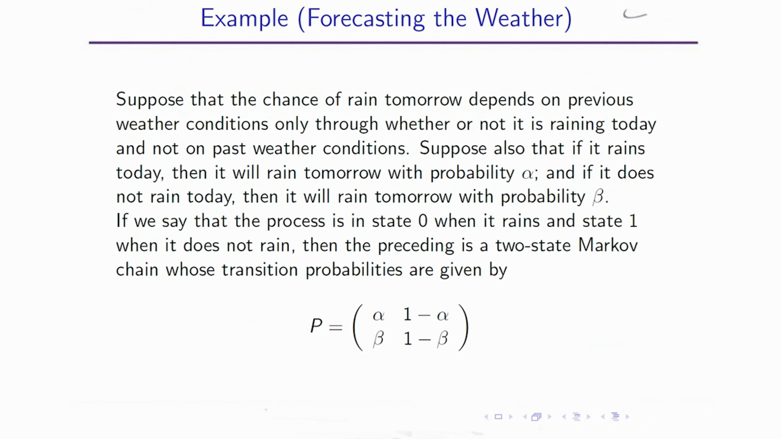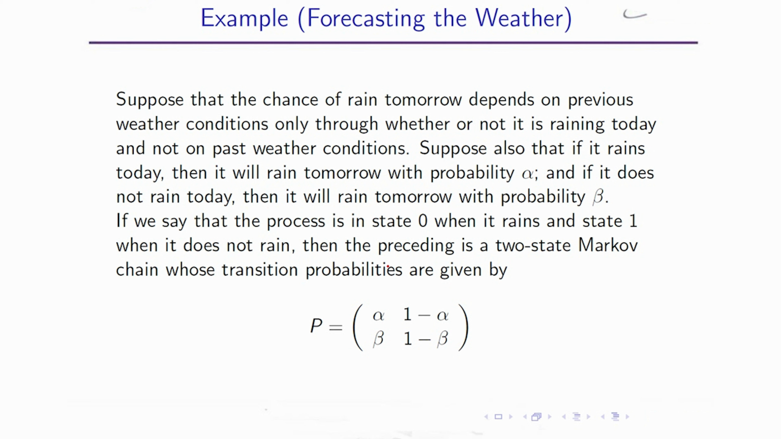We give an example here. Suppose that the chance of rain tomorrow depends on previous weather conditions only through whether or not it is raining today, and not on the past weather conditions. And suppose also that if it rains today, then it will rain tomorrow with probability alpha. And if it does not rain today, then it will rain tomorrow with probability beta.